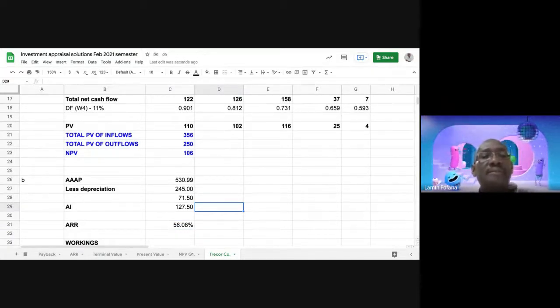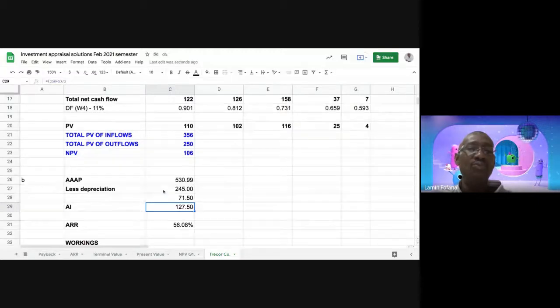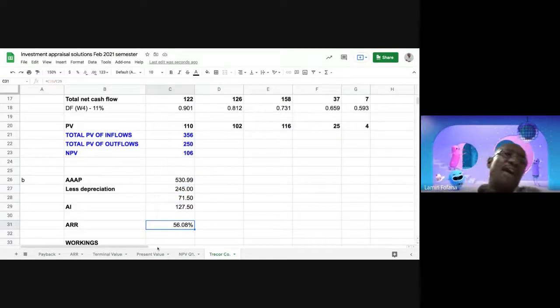Is that clear? So we calculate our total annual accounting profit less total depreciation. What we have, we average it by 4 years, and we take our average investment, which is the investment at start plus investment at end divided by 2. Okay, and then we take the two numbers, find the ARR. Is this clear? Are we together?